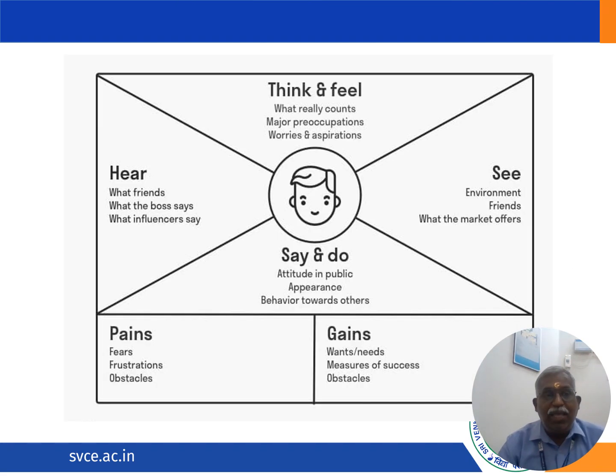Now, we have the map here: hearing, seeing, thinking and feeling, say and do. This is the difference. Based on that, we will write pain and gain. So here, what does your boss say based on this product or process? What does your influencer say based on this product or process? What is your friend's statement? You want to understand something based on your friend's statement. Then think about it really reasonably.